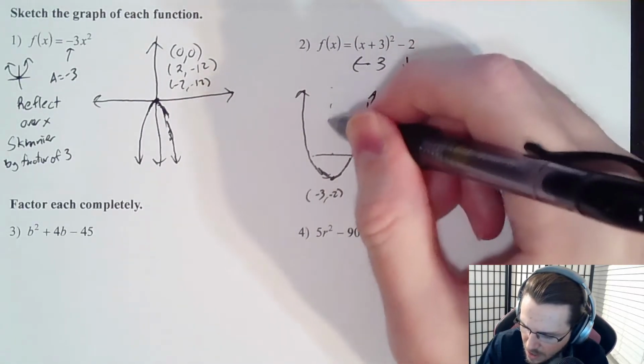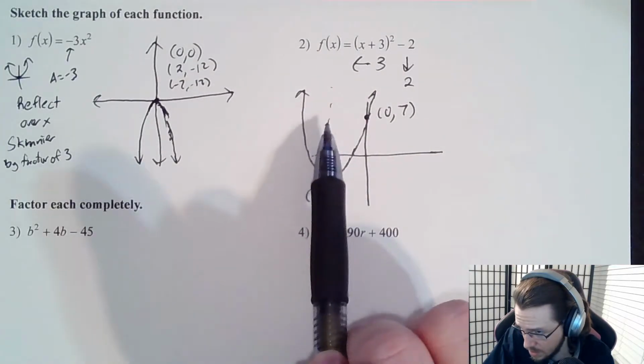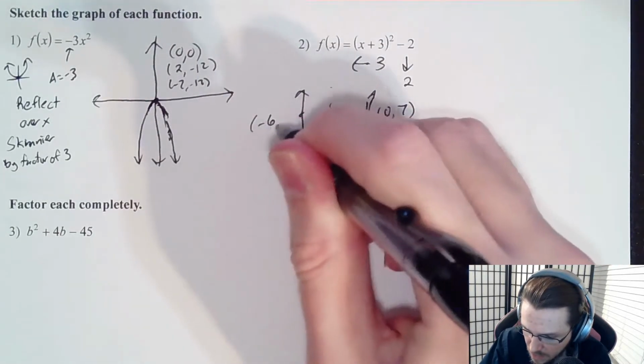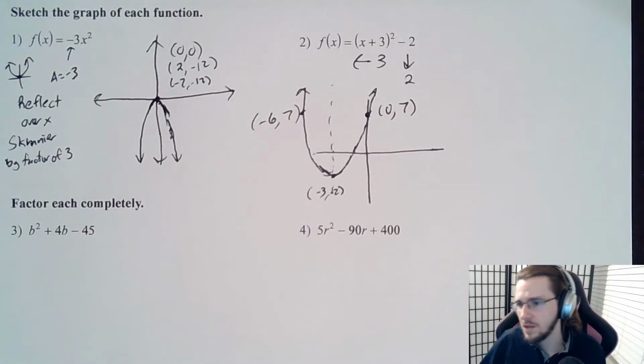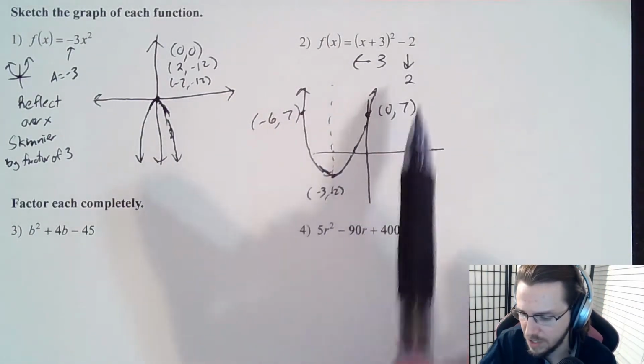Remember, there's that idea of the axis of symmetry that runs down the center that can help us find other coordinates. So if it's 3 this way, it is also 3 that way, which means this one is -6, 7. I don't really need all those coordinates. It's just a quick sketch. Most important for me is that it's to the left 3 and down 2.